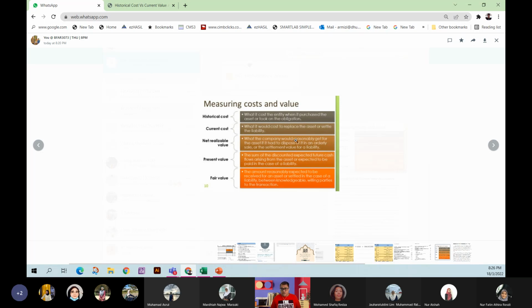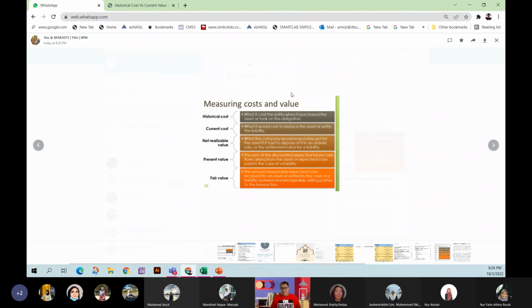Contoh bangunan 5 juta ringgit, based on agreement semua, based on payment 5 million. Okay, so kita masuk dalam SOFP under non-current asset building 5 million. Okay, next year. After 5 years, market value dia dah jadi from 5 million to 6 million.